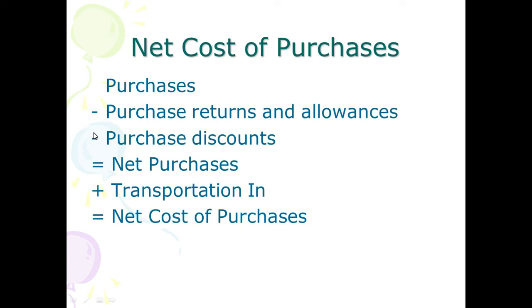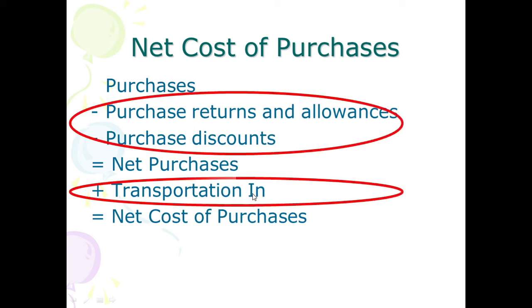In the book of Mr. Baliada, he calls this one net purchases. And then you add transportation in, then you will find net cost of purchases. But for purposes of our future examinations, if the problem says net purchases, then that actually means the net cost of purchases. Only Mr. Baliada's book separates it this way, calling that part net purchases. But in most exams, especially multiple choice, what they usually give directly is net purchases, so transportation in is already included.